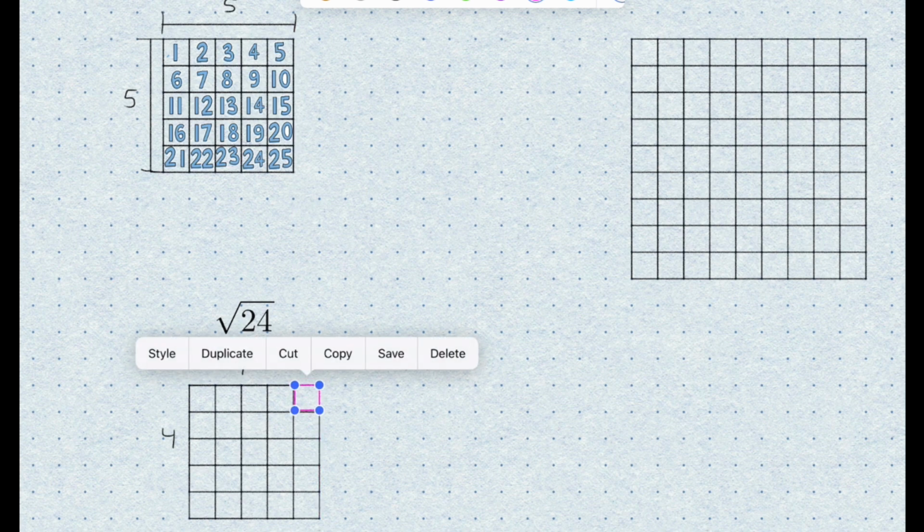So I need 24. It's 21, 22, 23, and 24. And now we look at how many more boxes we will need to make our final square. And we see that we would need one more box. So here, 4 is our whole number. So we'll put in, this is approximately 4.